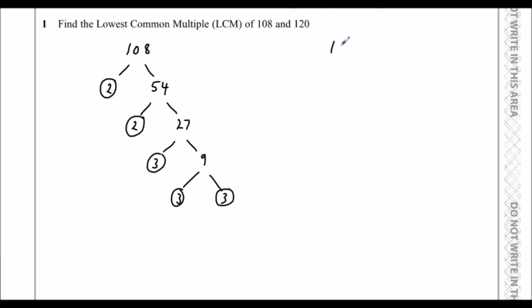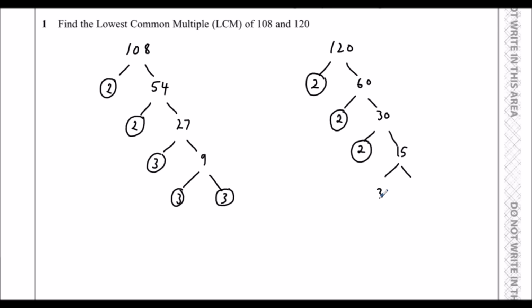For 120, we can break it down to 2 times 60. 2 is prime. 60 is 2 times 30. 2 is prime. 30 is 2 times 15. And again, 2 is prime. And 15 is 3 times 5, both of which are prime. So now I've broken them both down into prime factors.